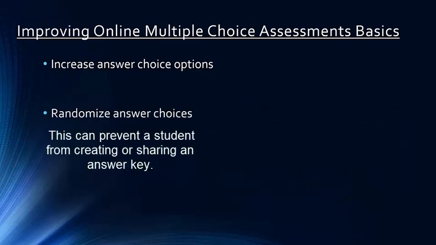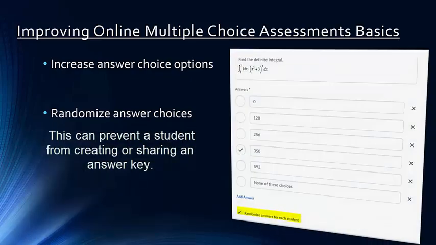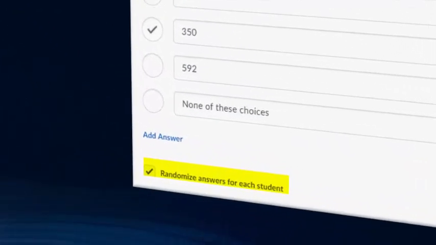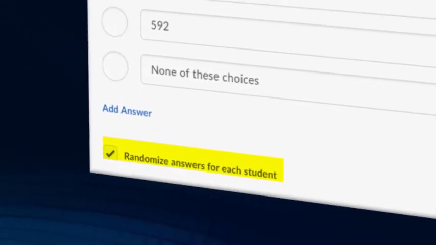We can also randomize answer choices. Most learning management systems usually have an option, as shown in the picture at the right, to randomize the choice options.